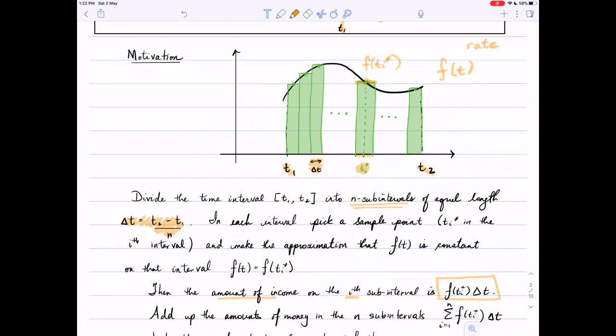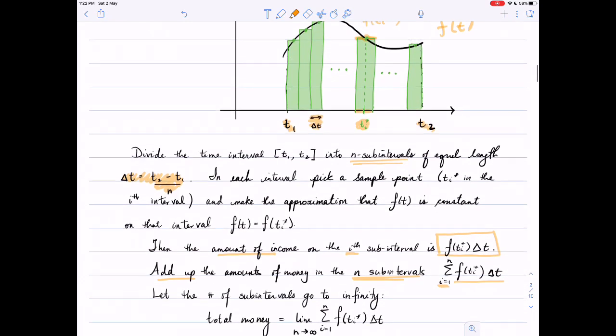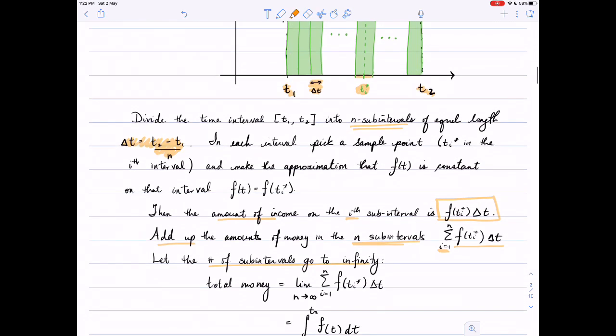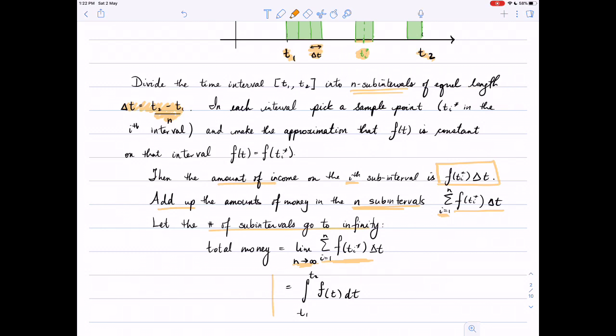And of course, what do you want to do? You want to add up all of the amounts in the n subintervals, and so you've got the sum from i equals 1 to n of f of ti star delta t, and obviously the last step is to let the number of intervals go to infinity. So if we do this, it is no longer an approximation, so the limit as n goes to infinity of the sum from i equals 1 to n of f of ti star delta t is the integral. So like so many of the applications that we have seen, it is expressible as the limit of a Riemann sum and therefore as a definite integral.